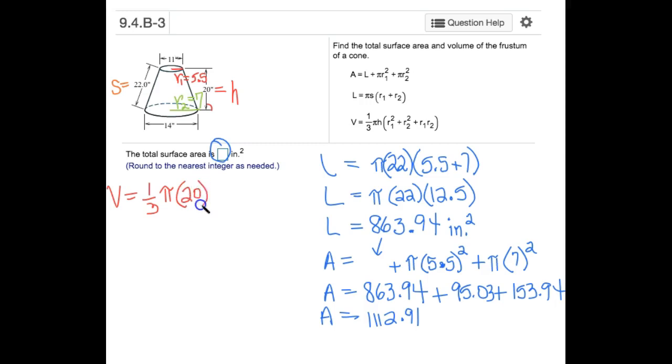So 1/3 times pi times 20. That's this part of the formula. Then I'm going to put parentheses, and I'm going to take that radius of the top circle and square it. Add that to the radius of the bottom circle squared, and then the product of each radius. So lots of parentheses there to show multiplication. And then once you get it plugged in, the tricky part is to be really careful simplifying. So remember your order of operations. The first thing I can do is square the 5.5 and the 7.